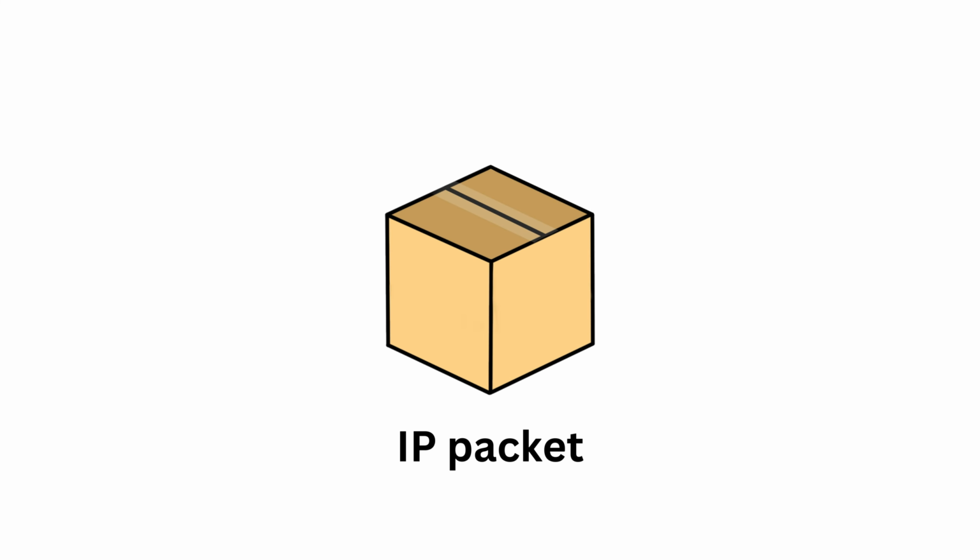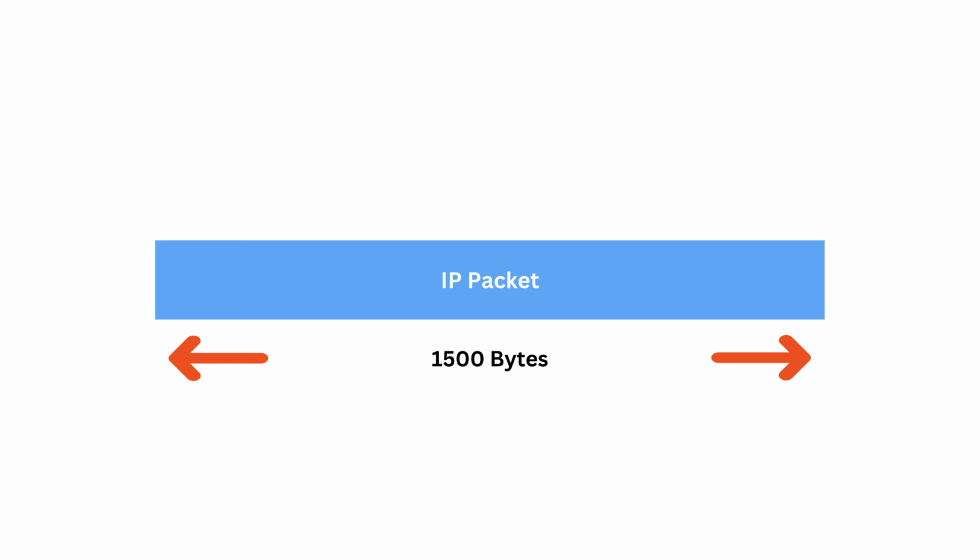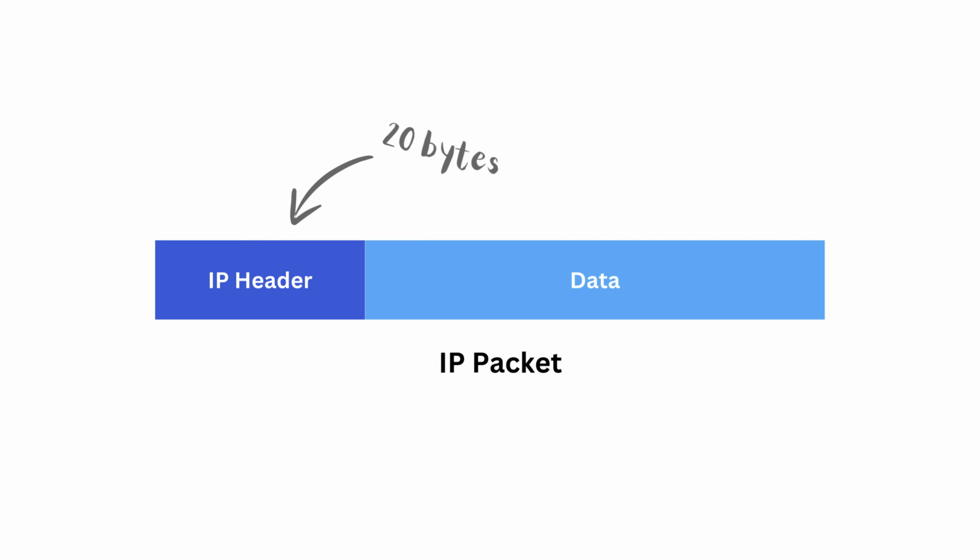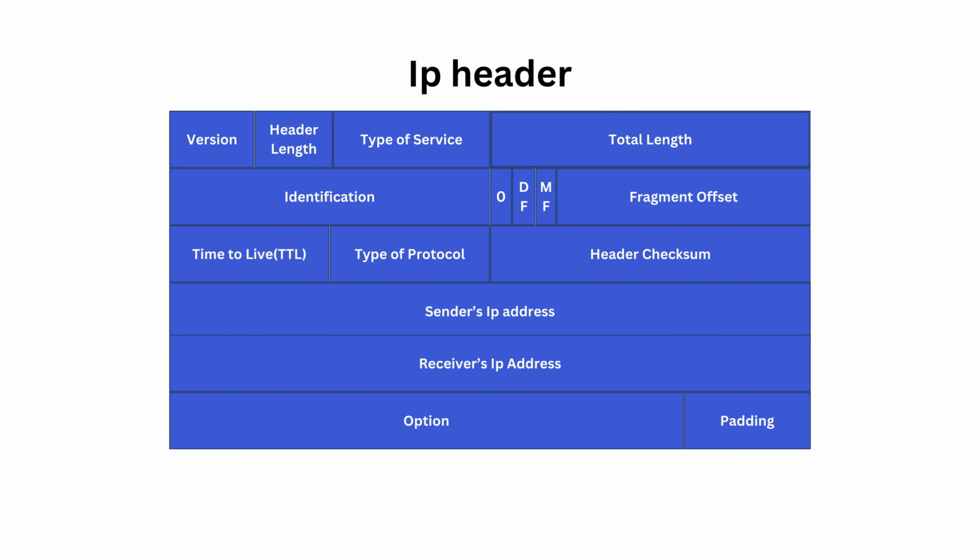Each packet, usually around 1,500 bytes, is carefully sized to fit within an Ethernet frame. Each IP packet contains a header and a fragment of the image data. As we dive into the details of an IP header, let's break down its key elements with this diagram.